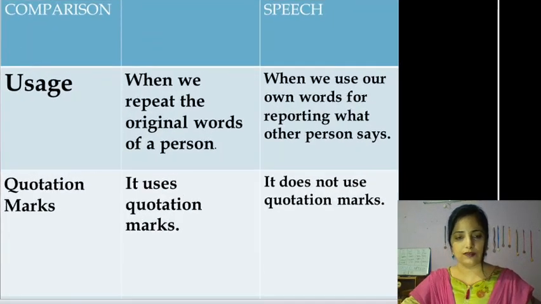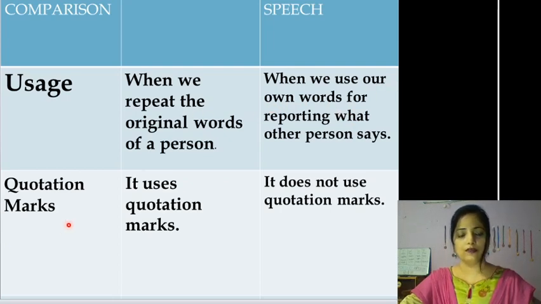Some more differences. Point of comparison, usage, functions. When we repeat the original words of a person, we use direct speech. When we use our own words for reporting what another person says, we use indirect speech or reported speech. So here we have original words, and here we can see our own words.